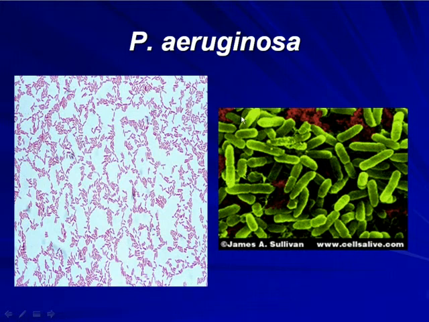The next organism is Pseudomonas aeruginosa. You should be familiar with Pseudomonas. You should know where this is located in the environment. You should know its morphology, what its gram stain would be, why it would be particularly problematic in certain patients. And again, Pseudomonas aeruginosa.